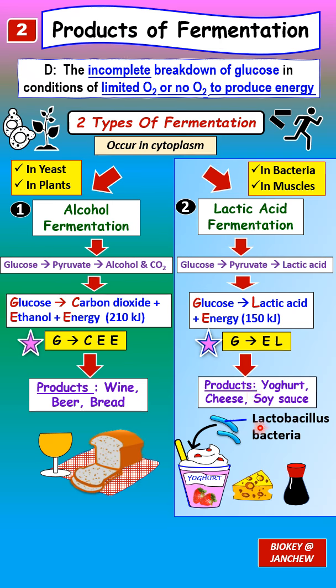Now, in the formation of yogurt, the lactobacillus bacteria breaks down lactose, or a type of milk sugar, to form lactic acid. Next, the lactic acid produced coagulates the milk protein called casein to form yogurt.